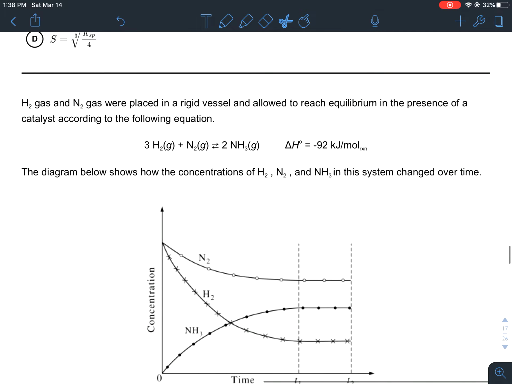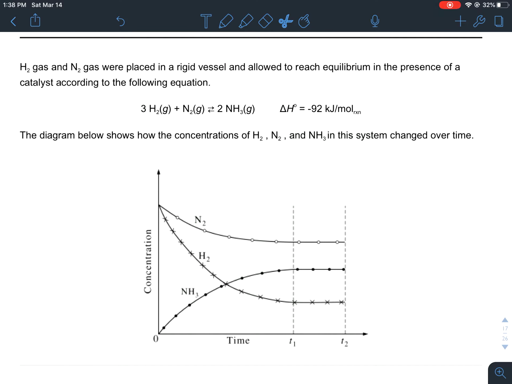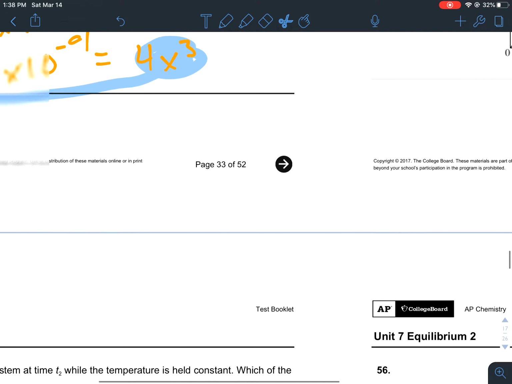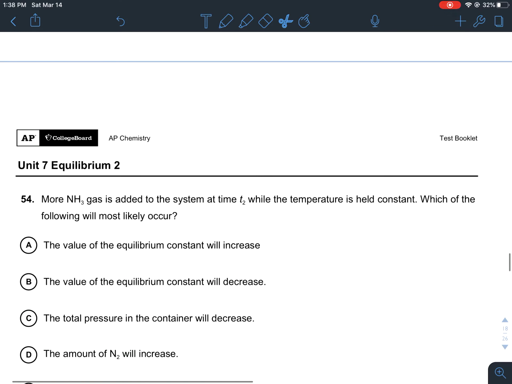H2 gas and N2 gas are placed in a rigid vessel and allowed to reach equilibrium in the presence of a catalyst according to the following equation. You have the Haber process here, 3 H2s plus an N2 yielding 2 NH3s, and it is an exothermic process. The diagram below shows how the concentrations of H2, N2, and NH3 of the system changed over time. All right, what's the question? More NH3 is added to the system at time 2 when temperature is held constant. So it's at equilibrium, and NH3 is a product, so we're going to add more NH3.